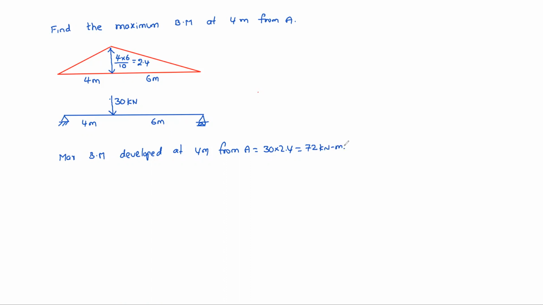Similarly, find the absolute maximum bending moment in the beam. See, we have only a single load. Obviously, the absolute maximum bending moment will develop at the center of the beam for a single point load. So only a single point load is there. That means here we can guess easily, that should be at the middle only. A single load is there. When multiple loads are there, what to do, we'll see later.